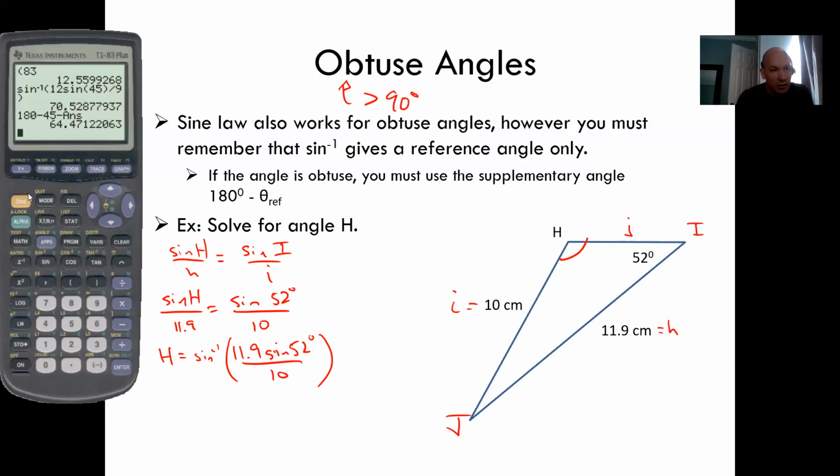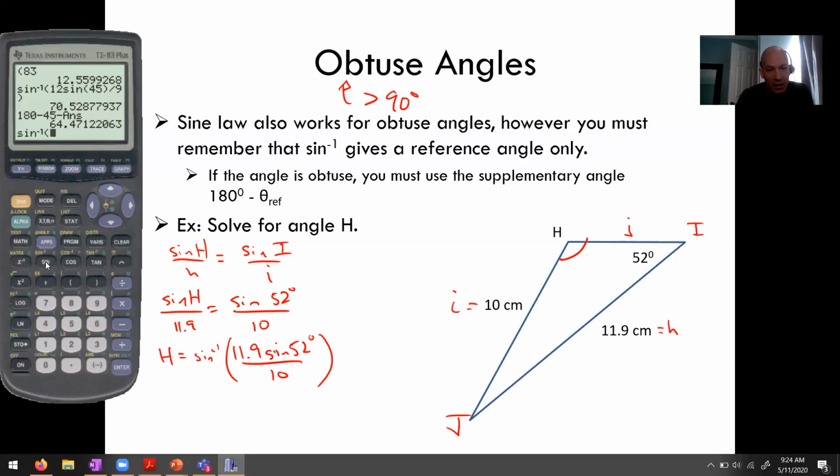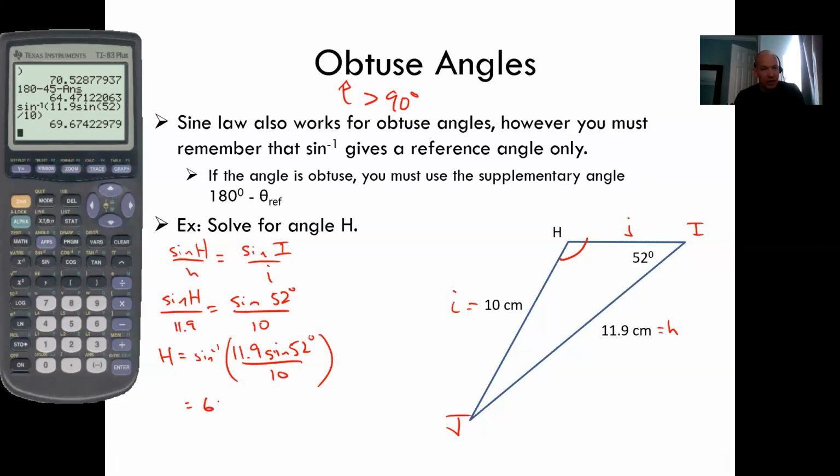So we go to our calculator, we go inverse sine, and we go 11.9, you don't even have to write multiply, you can just write sine 52, at least on my calculator. And then we divide by 10, and we get ourselves 69.67. So here's the thing. We just calculated 69 point, let's just say 7 here. Does this look like a 69-degree angle? And the answer is absolutely not. It's definitely bigger than 90 degrees.